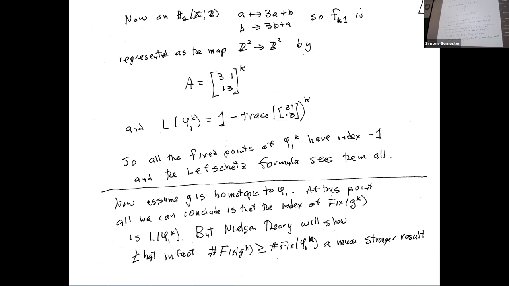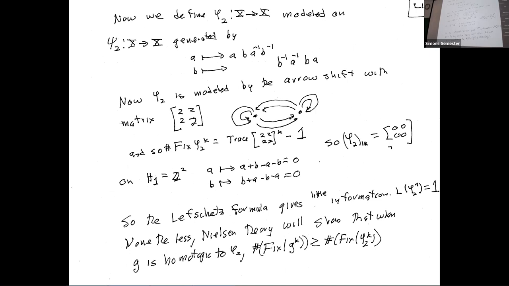All right, so here's another example. Here, the action on pi 1, or on the free group, is generated by this. So now A goes to 2 copies of itself, B, and 2 copies of B. So we get an arrow shift with a diagram like that. And the number of fixed points is the trace of the kth iterate of this, just from standard symbolic dynamics, minus 1. But the bad news for the Lefschetz formula is that the action on homology is zero. All we get from the Lefschetz formula is that the Lefschetz number of every iterate is 1. So virtually no information about fixed points. But as we'll see, Nielsen theory will give us what we want. Nielsen theory will tell us the number of fixed points, that all the fixed points persist, that you have at least the number of fixed points as this map.